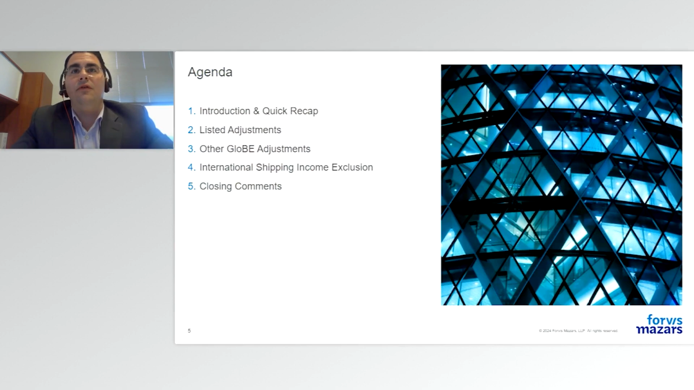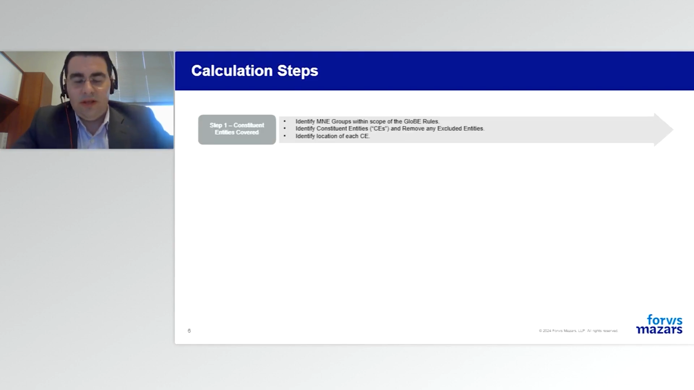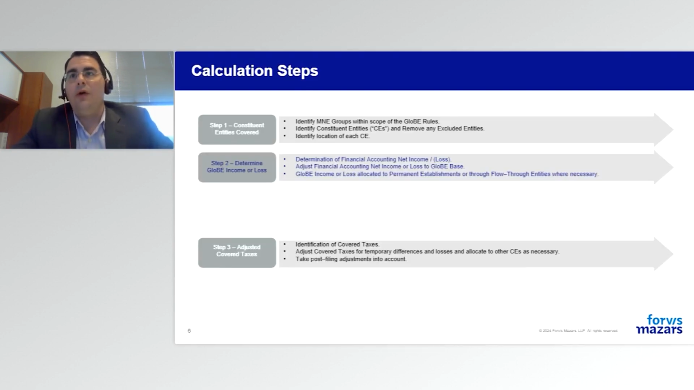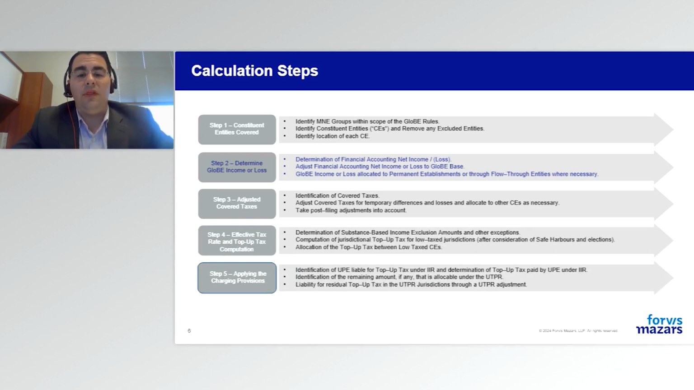Before we go into the minutia of Article 3 of the GloBE rules, I do want to start this off with a recap of what has been discussed so far and what will be discussed going forward. Up till now, we've discussed how to characterize an MNE group, and what the calculation steps are from a forest view level for figuring out what your top-up tax is. Today we are going to peel a layer of the onion and go a little more in depth into what these Article 3 adjustments require.